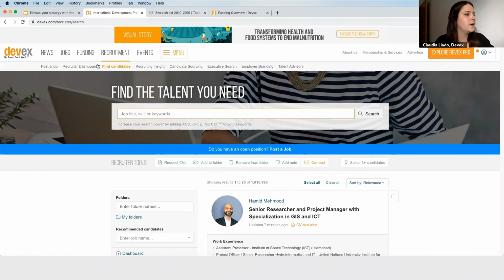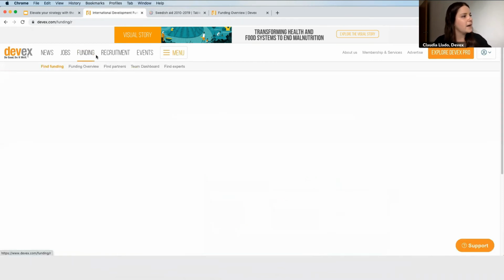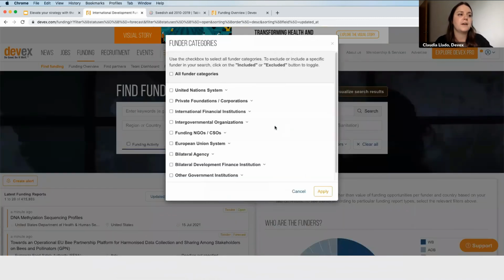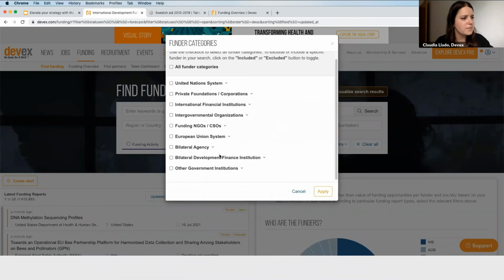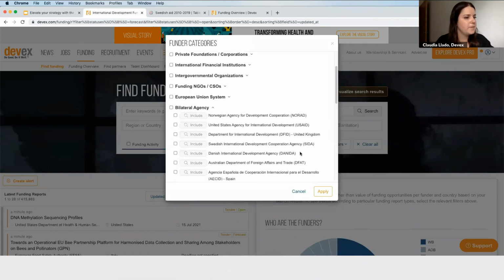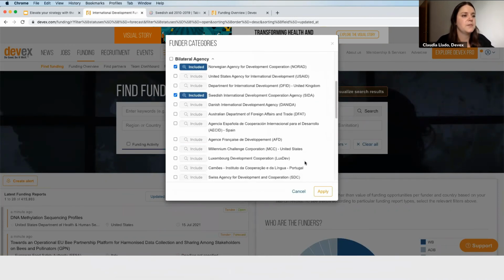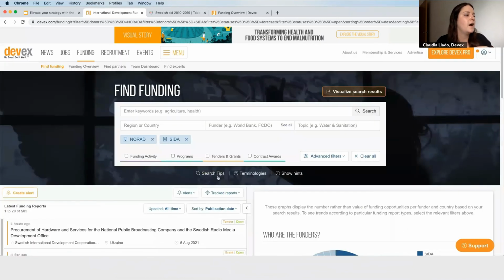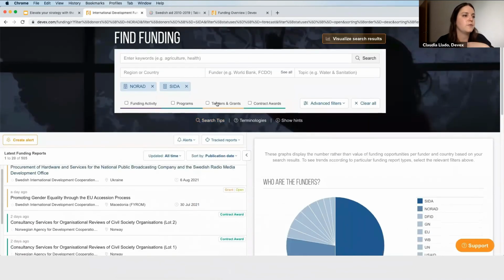I can give you a quick peek at how we track different funders and where you can find them within the funding platform. So if we go on to funder here, you can go to see all, and this is where you find all the funder categories. Now, NORAD and SIDA being bilaterals, you would find the first one here, and SIDA here, and you'd be able to find opportunities specifically for those agencies. If you want to take a look at all bilaterals, you may as well. So if we apply this, you will find opportunities just for those funders.